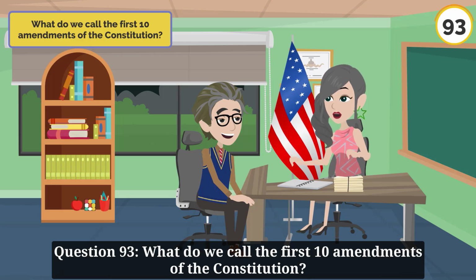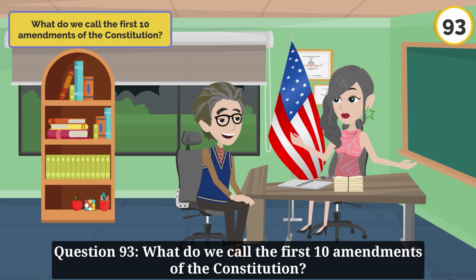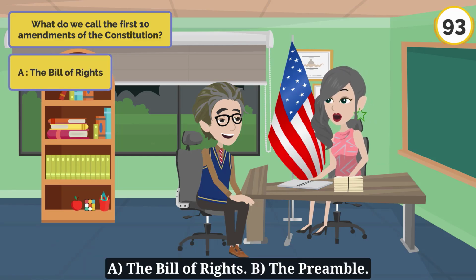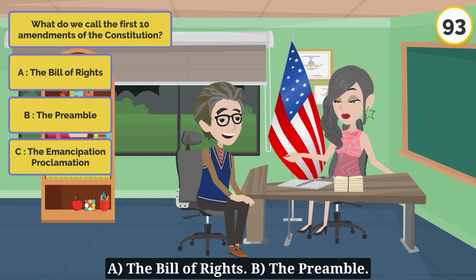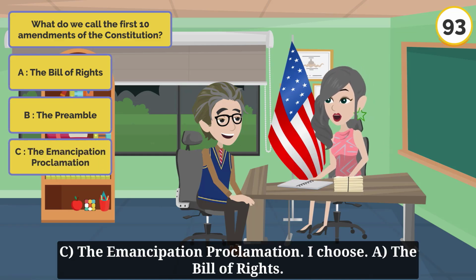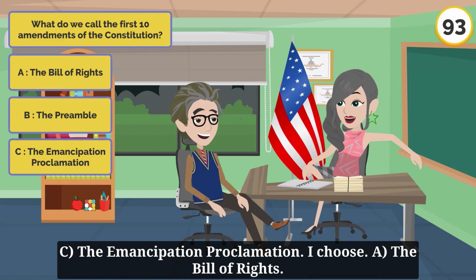Question 93. What do we call the first 10 amendments of the Constitution? A. The Bill of Rights. B. The Preamble. C. The Emancipation Proclamation. I choose A. The Bill of Rights.